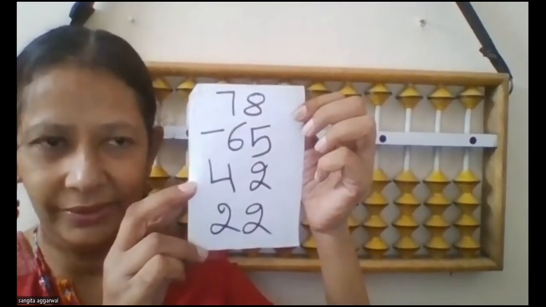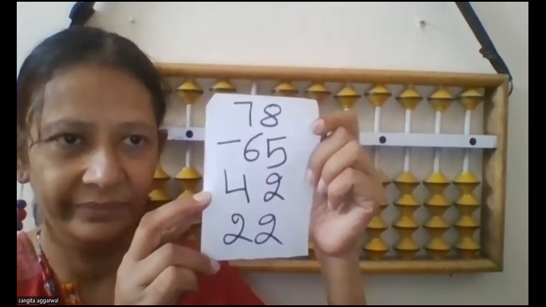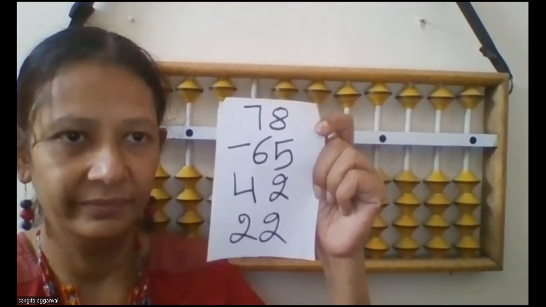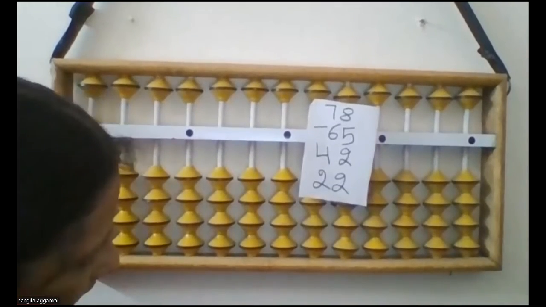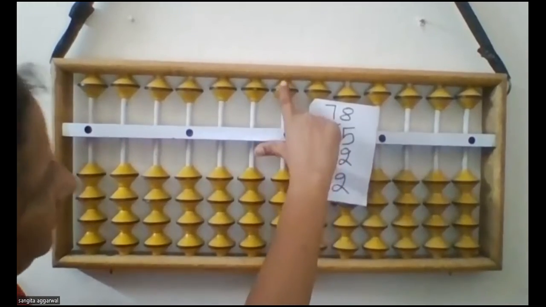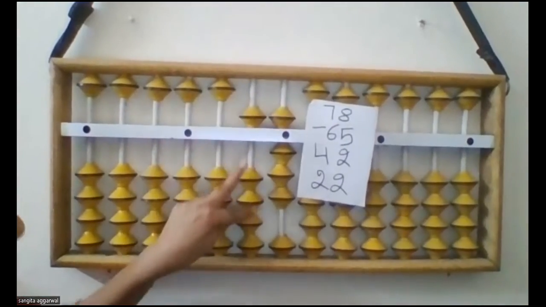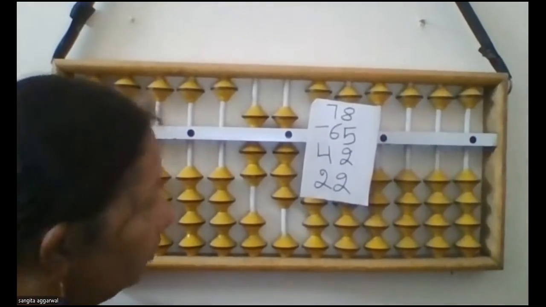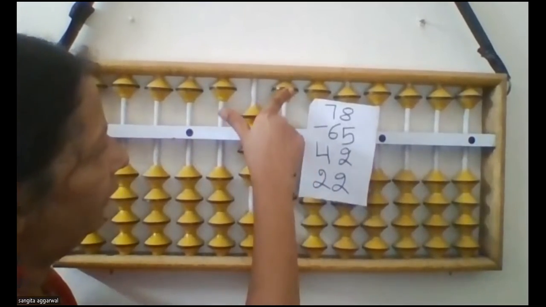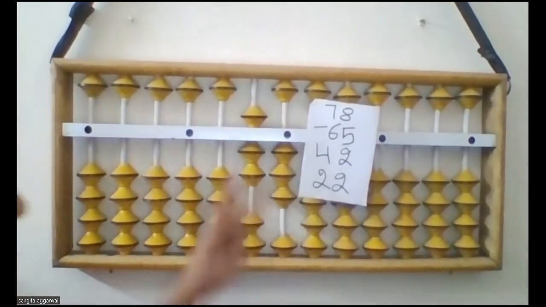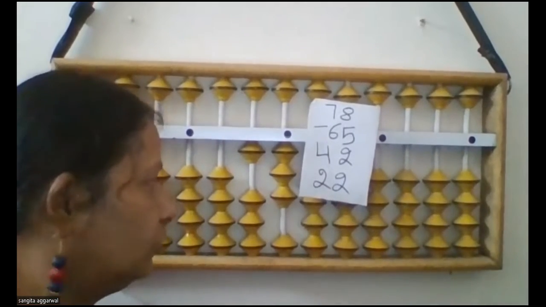Now you look at this question. So I'm going to solve this question for you. Now you see here 78. So this is 8 on the 1st rod and 70 on the 10th rod. Now minus 65. So minus 5 from the ones rod and minus 60 from the tens rod.